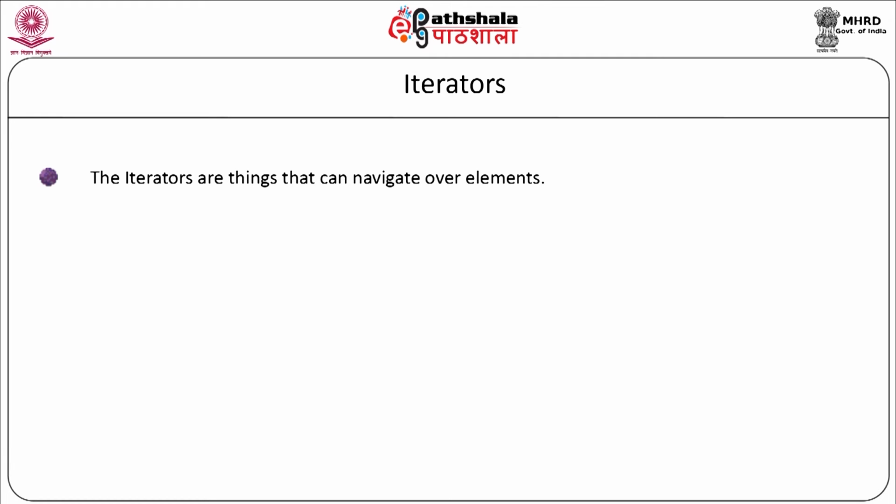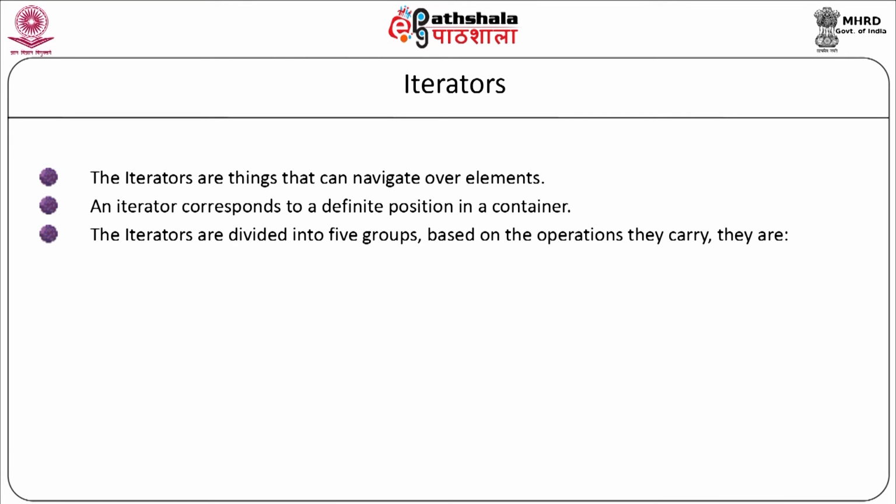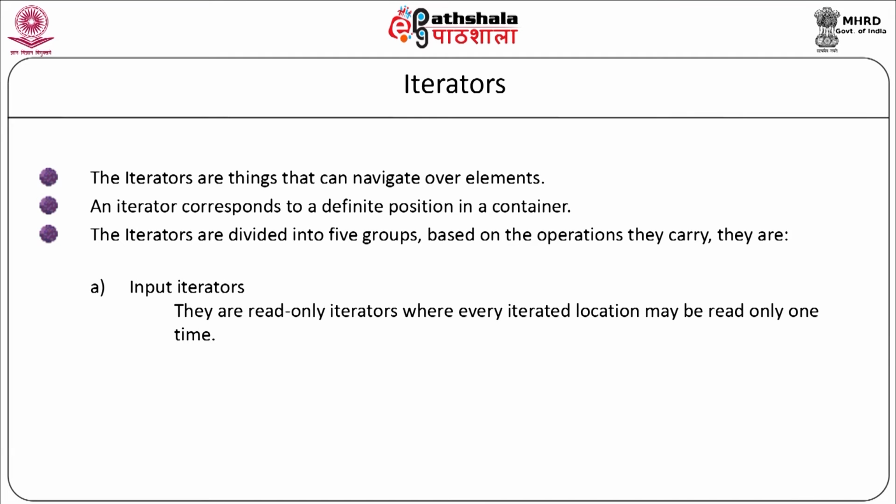Iterators. The iterators are things that can navigate over elements. An iterator corresponds to a definite position in a container. The iterators are divided into 5 groups based on the operations they carry. They are input iterators, output iterators, forward iterators, bidirectional iterators and random access iterators.